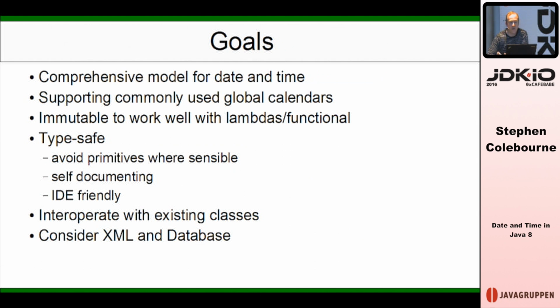So yeah, we're trying to make a comprehensive model in code for date and time, supporting all those commonly used global calendars. Now, Oracle decided what were commonly used global calendars. I didn't. It's immutable, so it's going to work well with all the lambda and functional stuff, allows them to potentially be value types if we ever get that in Java 10 or 11. They should be type safe. So we should actually be able to say, this object represents a date, and be able to pass that around and know it's a date and know what it contains. We want to avoid primitives where that's sensible, make sure it's IDE friendly, documenting, and that we consider all the various things we have to integrate with.